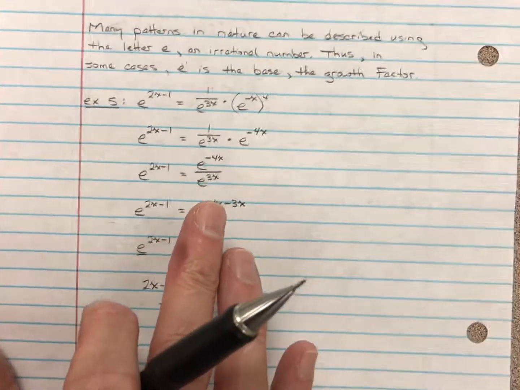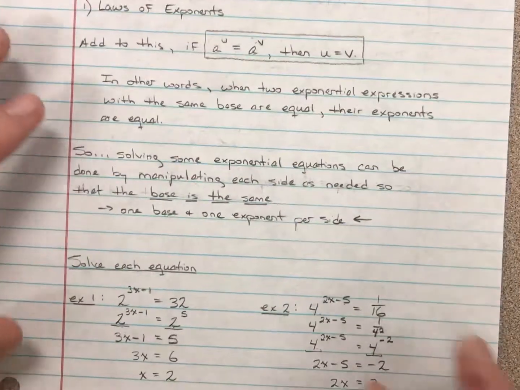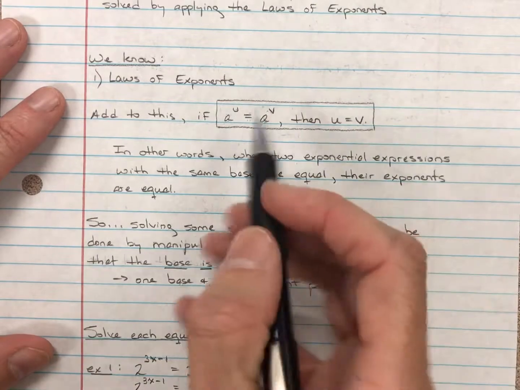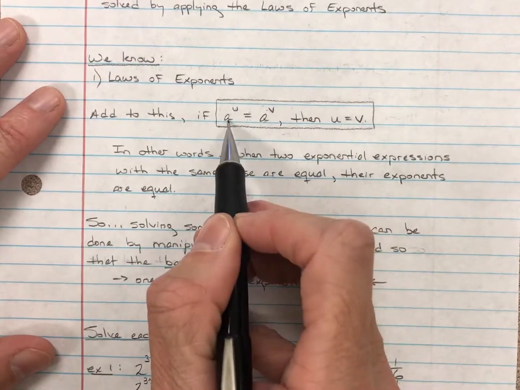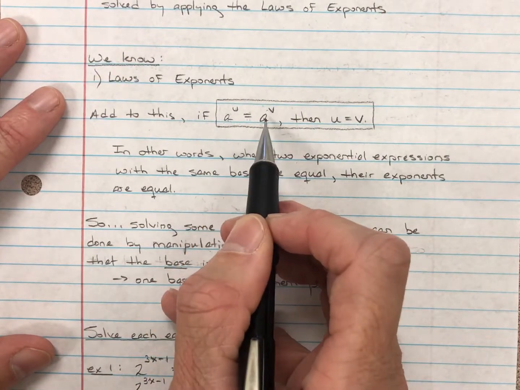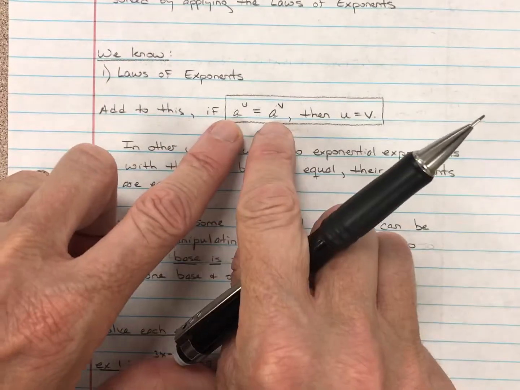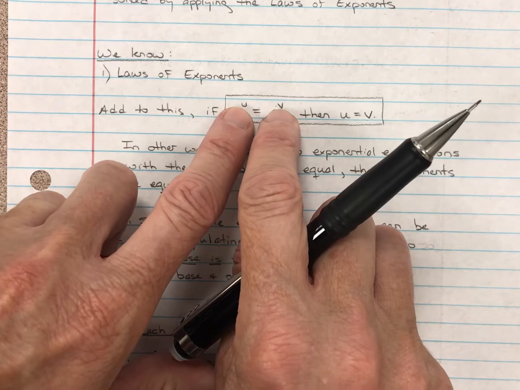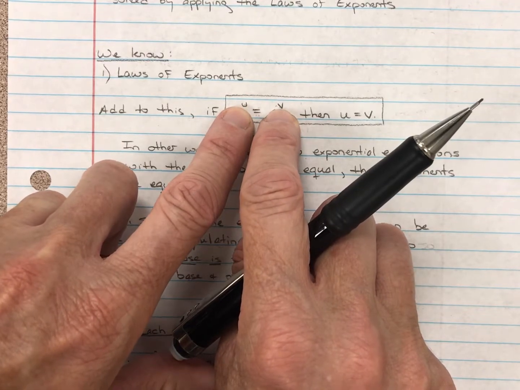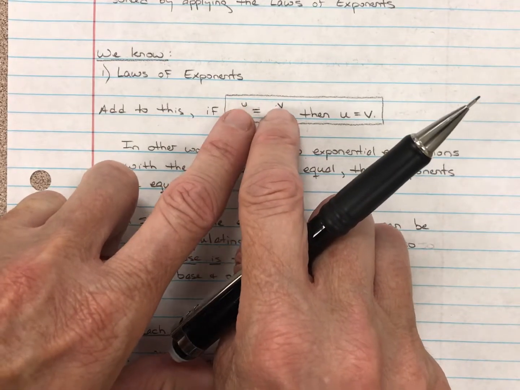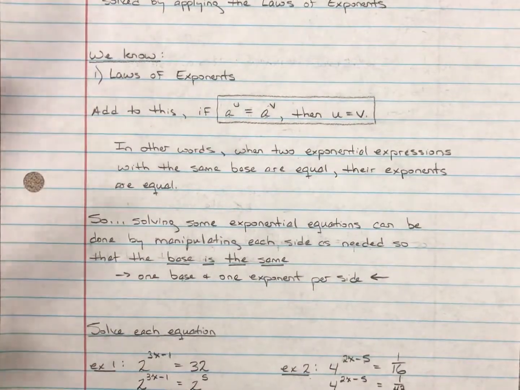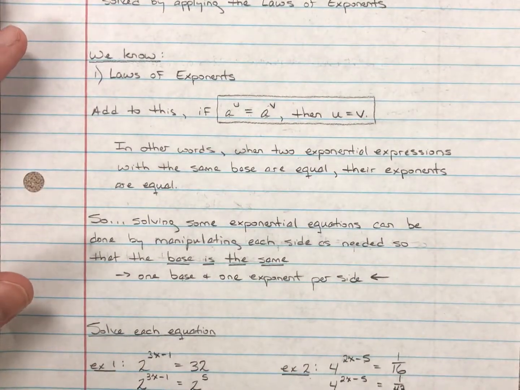So there you have it, how to solve some exponential equations. Again, the key, you need one base on the left, one base on the right. Those bases need to be the same, and one exponent on the left and right. When that's the case, the exponents are equal, and you can solve that to find the value of the unknown in the exponent.